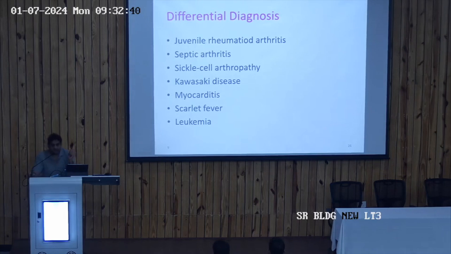Now we have to differentiate from other conditions with similar features: juvenile rheumatoid arthritis, septic arthritis, Kawasaki disease, usually seen in children, myocarditis, scarlet fever, and some leukemias. These have fever, myalgia, arthralgia. In juvenile rheumatoid arthritis also there is fever, myalgia and arthralgia.